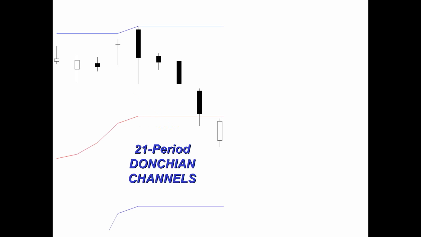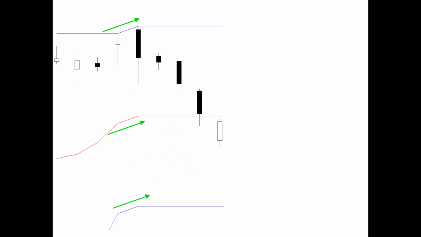So as we look here, someone looking at this generic chart would say, well, Steve, this is a downtrend, right? I should be looking to short or sell. Well, once we apply the 21-period Bollinger channels, we see that they're all headed in the same upward direction.